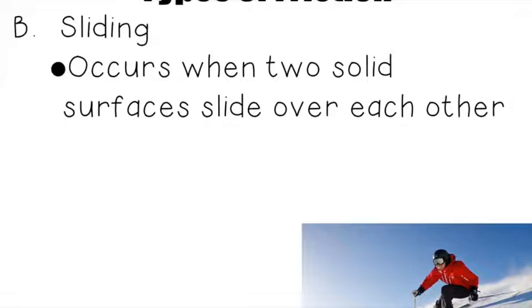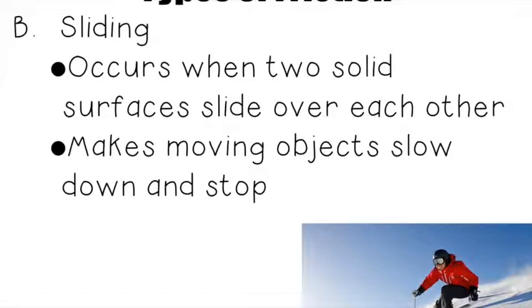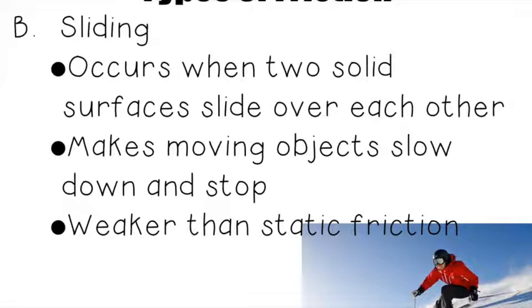Sliding friction occurs when two solid surfaces slide over each other, and it makes moving objects slow down and stop. For example, sledding over snow. It's much weaker than static friction.